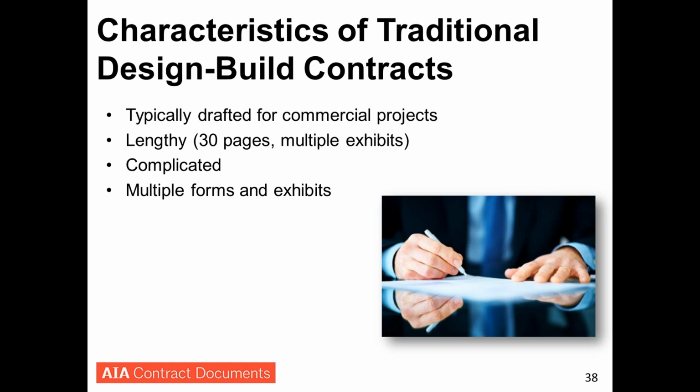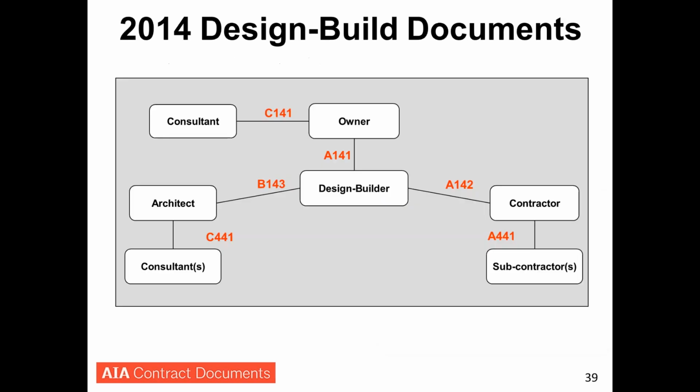Now, the AIA's standard design build family of documents, which was last updated in 2014, is really geared toward commercial construction. The documents are long and complicated, and there are lots of forms and exhibits. It's a great set of documents if you're going into commercial construction, but it would be difficult and cumbersome to use in residential construction, particularly if you're dealing with a homeowner and trying to use these voluminous design build contracts. This diagram gives you an idea of what you're getting into with the standard design build document family, which is multiple contracts between multiple entities.